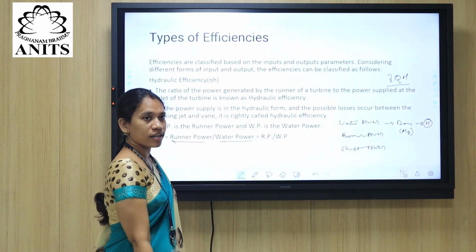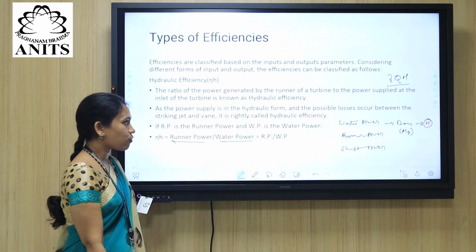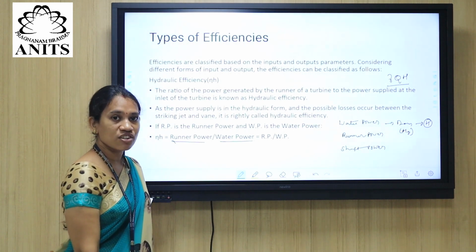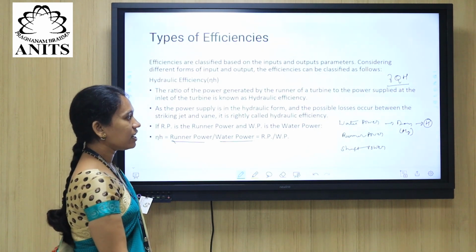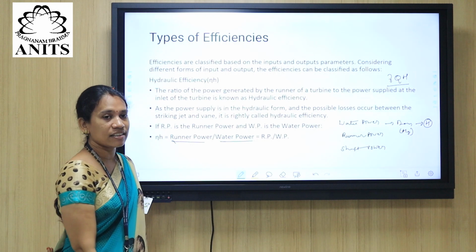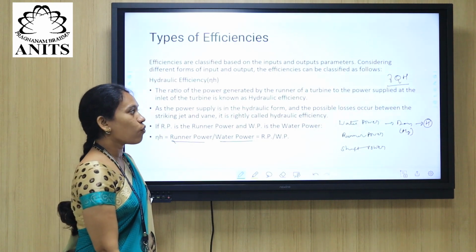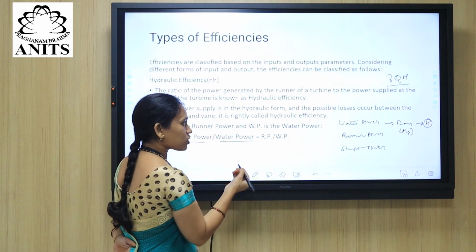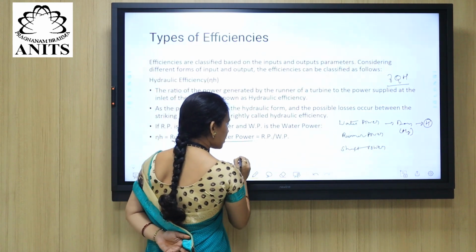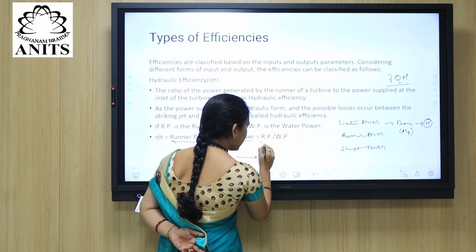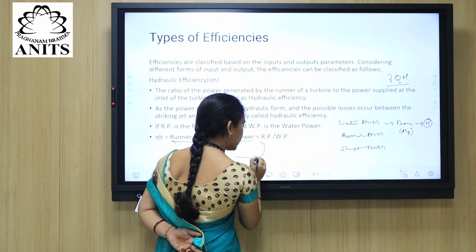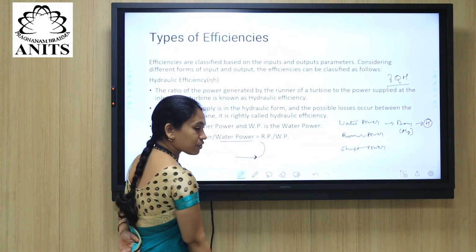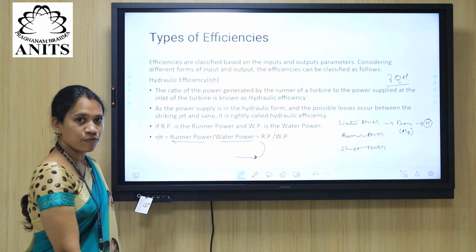We already know that gamma is the unit weight of water, Q is the discharge available at the inlet of the turbine, and H is the net head that is available at the inlet. So water power will be calculated by using that formula. That much water power we are exerting at the end of the nozzle and at the starting point of the vane.